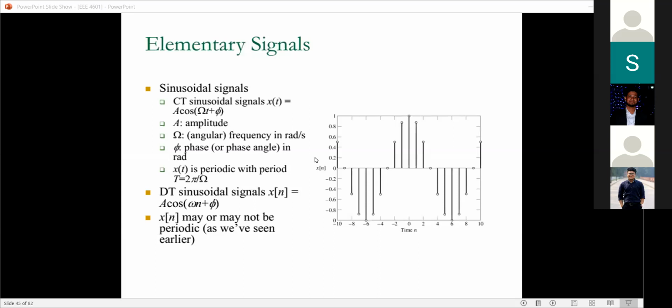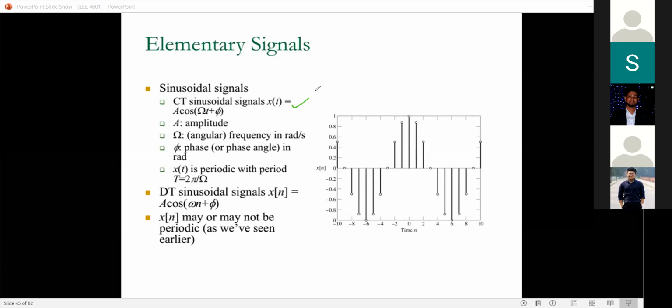So this is your continuous time sinusoidal signal. Please respond, otherwise I will not understand whether you are with me or not. So this is your continuous time signal with frequency omega. It has an amplitude, angular frequency, and phase, you know this. Similarly, the time period can also be calculated from your frequency.